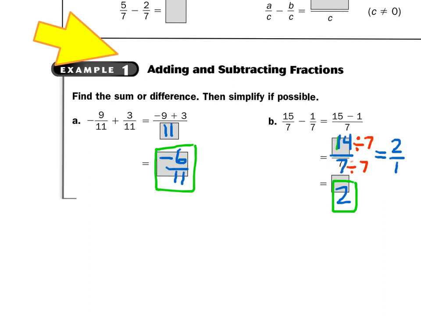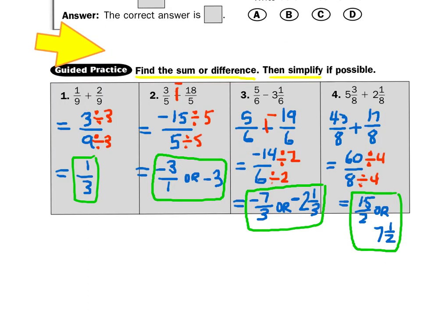Well, I know that 7 goes into both the numerator and denominator, so I divide both by 7. 14 divided by 7 is 2, and 7 divided by 7 is 1. Well, 2 divided by 1 is just 2, and I box my answer.